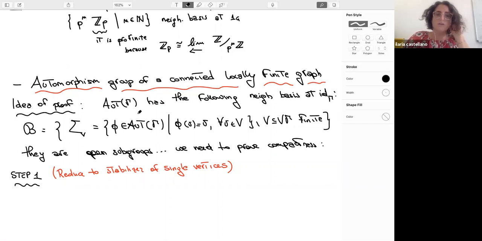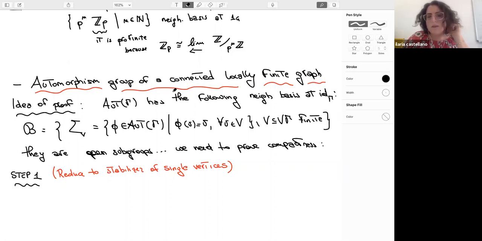So just recall that gamma is a locally finite graph which is connected. So locally finite means that each vertex has finitely many adjacent vertices. And connected means that whenever you pick two vertices in the graph, you can always find a path connecting the two vertices. An automorphism of gamma is a bijection on the set of vertices which is preserving the adjacency relation.